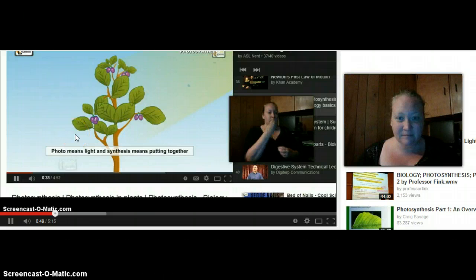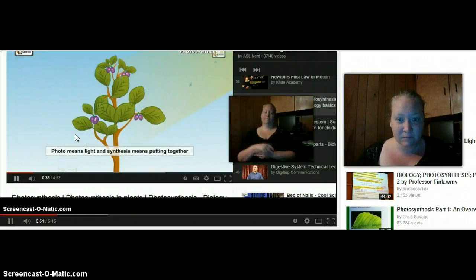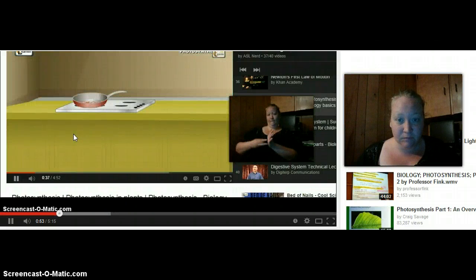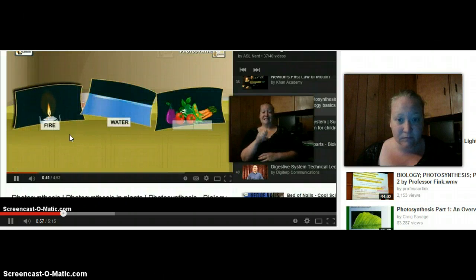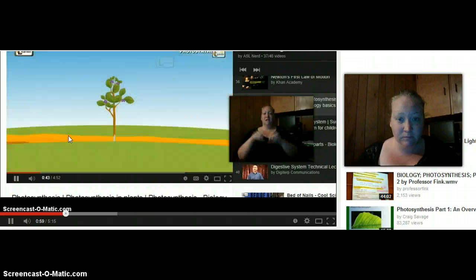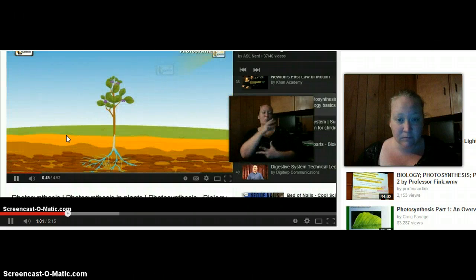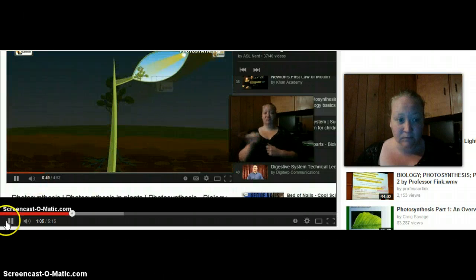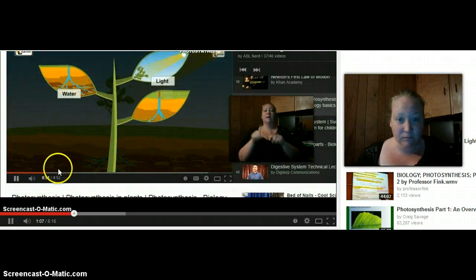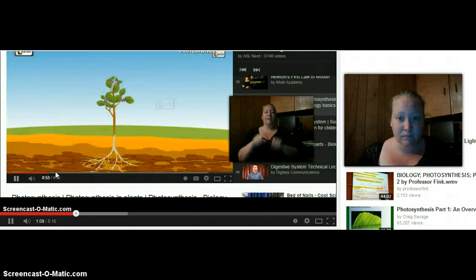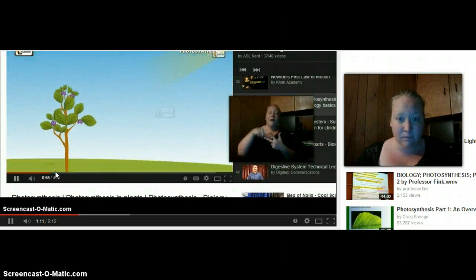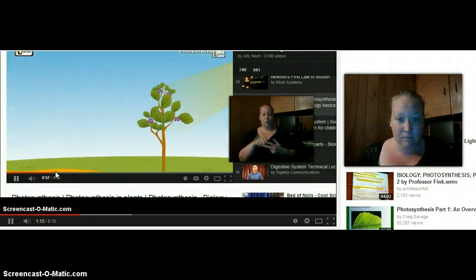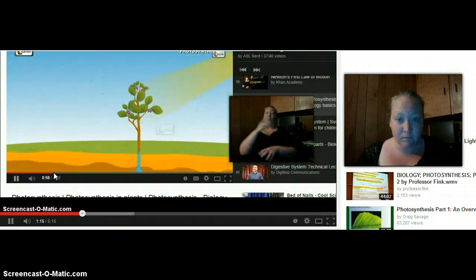Photo means light and synthesis means putting together in Greek. When humans cook food, some essential things are required, including fire, water, vegetables, etc. Similarly, to make their food, plants also need some essential factors, including light, water, nutrients, soil, etc. Plants get light from the sun, water from the ground, and carbon dioxide from the air.